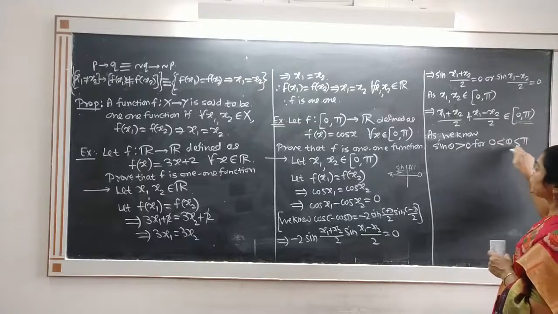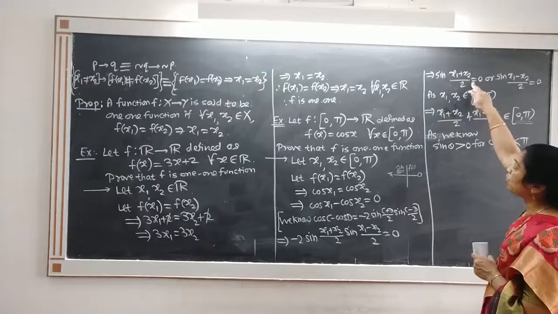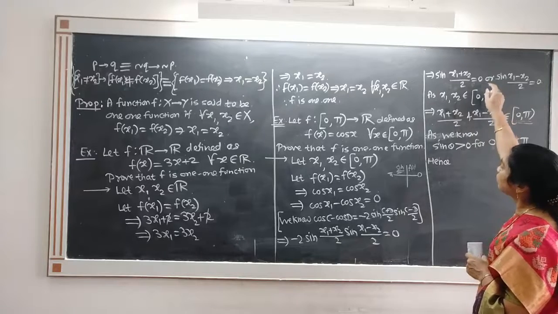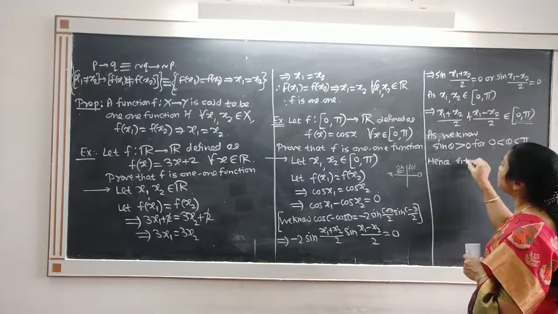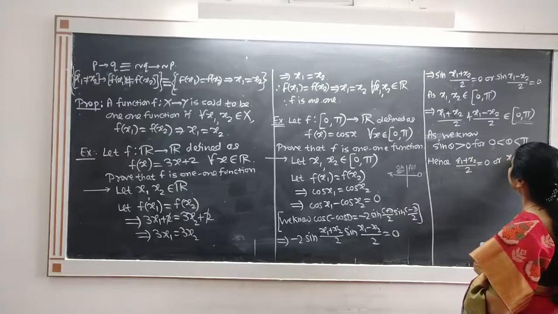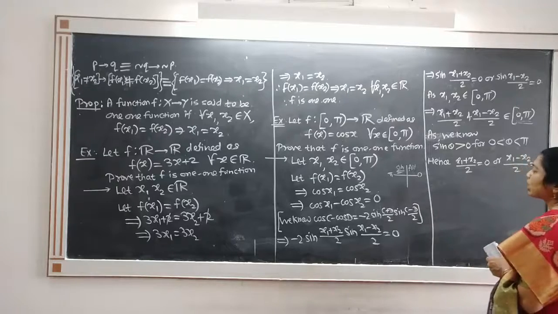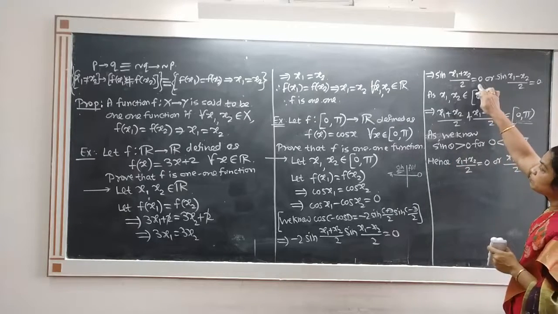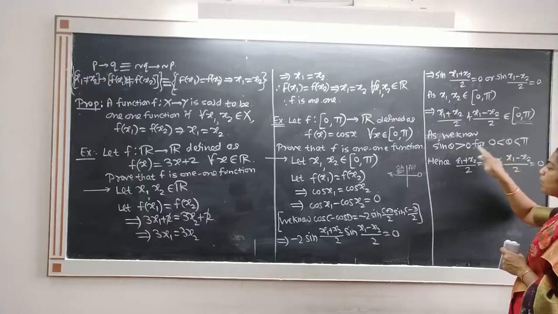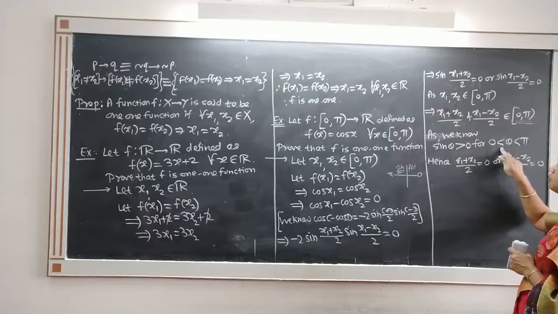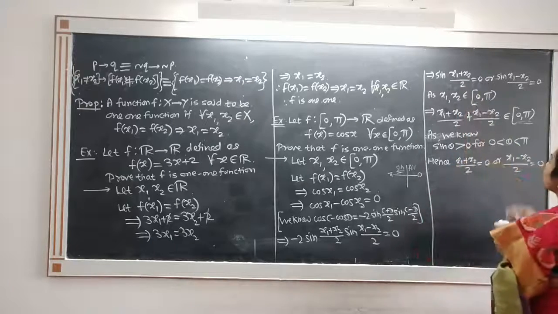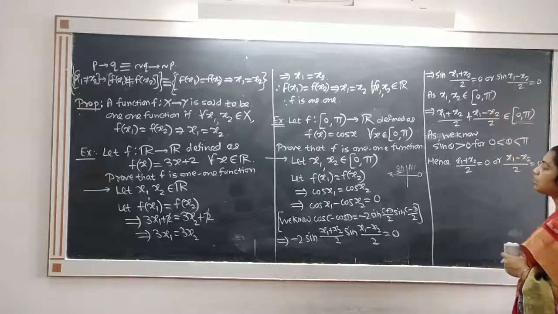Because it is positive and we want the value to be 0, this implies that (x1 plus x2)/2 must be equal to 0 or (x1 minus x2)/2 must be equal to 0. Because we want the sine term to be equal to 0, and we know that if the angle is between 0 and pi, sine is greater than 0. So the only case that remains is equal to 0, so either this will be 0 or this will be 0, so that the sine term becomes 0.